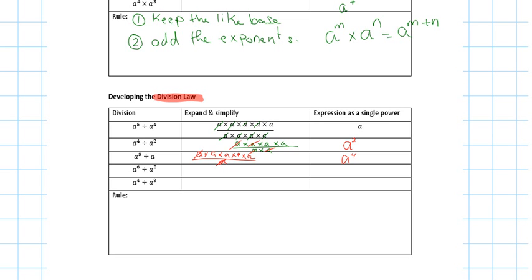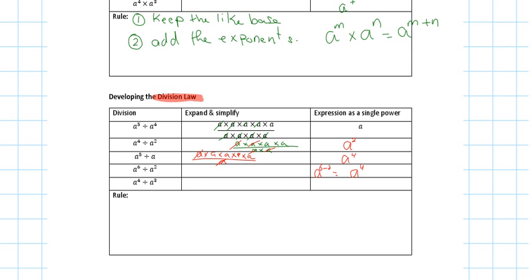Subtracting the exponent, right? So if I do 5 minus 4, that gives me 1. If I do 4 minus 2, that gives me 2. 5 minus 1, that's 4, right? Now 6 minus 2, so it's going to be A to the power of 4, right? Because what I do is A to the power of 6 minus 2, which gives me A to the power of 4.